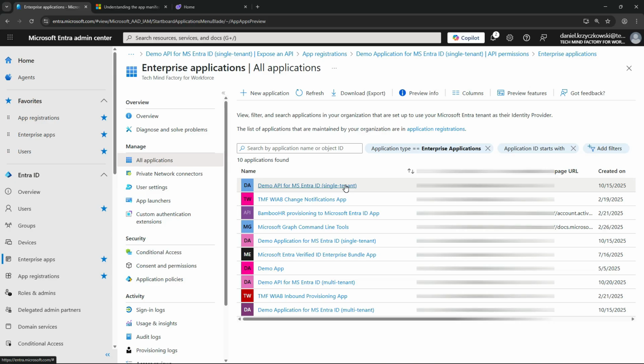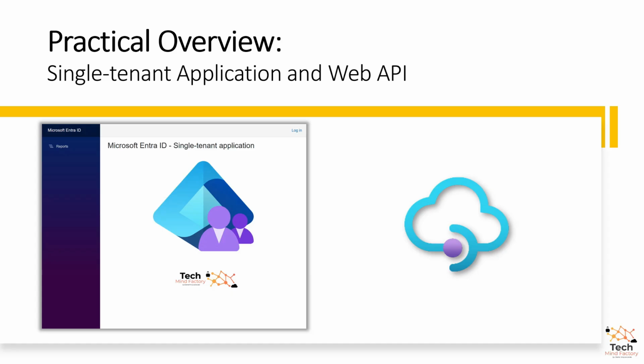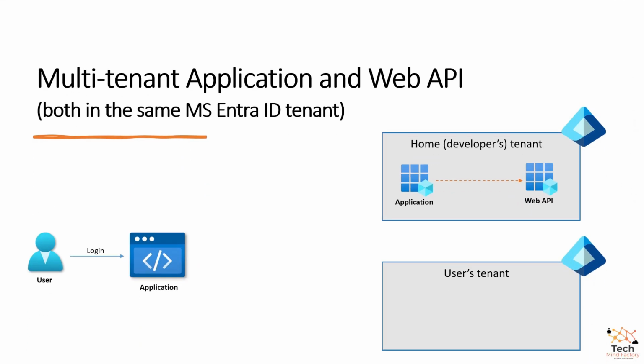Perfect. So now we understand how it looks like from single-tenant application and API perspective. But obviously in the multi-tenant application world, those concepts, those things will look a little bit different, but still service principals will need to be created in each tenant where application or API is used. And that's what we are going to learn about in the next couple of minutes. Okay, so now it's time to focus on multi-tenant application and web API.